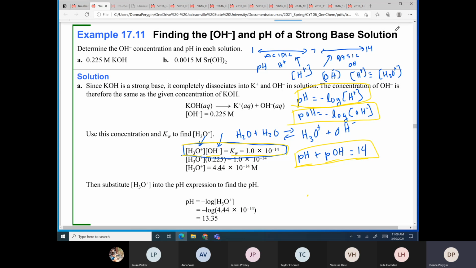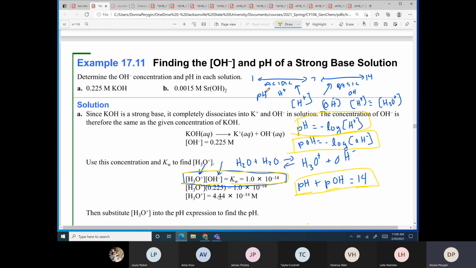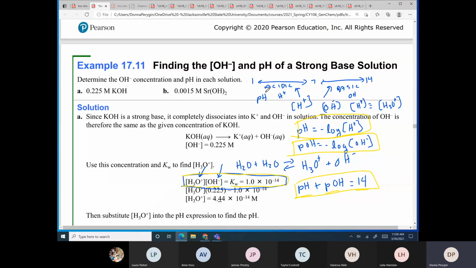All right, so the question here asks us, and as I said before, I wasn't going to work all of the example problems, but I think I'll work through this one because we can work it in a couple of different ways. So this question says, determine the hydroxide ion concentration and the pH in each of these solutions. Now, we were told from the title of the problem that each of these solutions is a strong base solution.